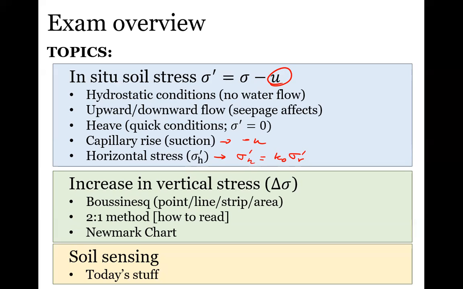So we have our in situ soil stresses, and then we also talked about what happens when we load the ground surface and change that vertical stress. So what we're doing is calculating the increase in vertical stress using Boussinesq's 2-to-1 method. The 2-to-1 method is really important. And then the Newmark chart. How to read it should be on the Newmark chart.